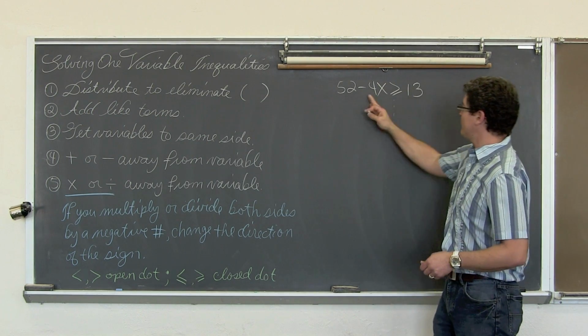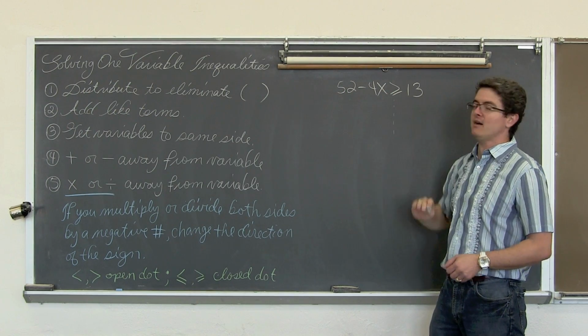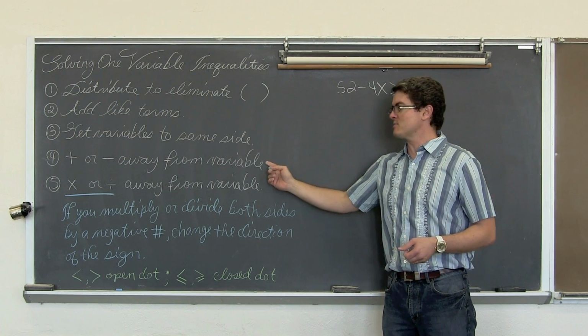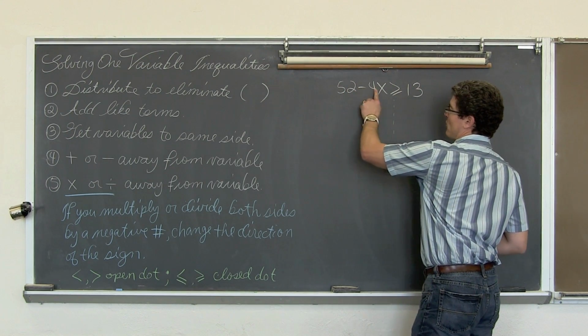Well, I don't have multiple variables. I don't have some on the left and some on the right. I only have one variable. So this is just a two-step problem. We're going to add or subtract away from the variable. Now the 52 is positive. It's the 4 that's negative.